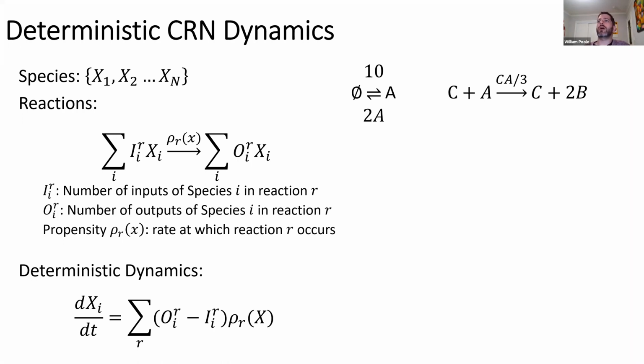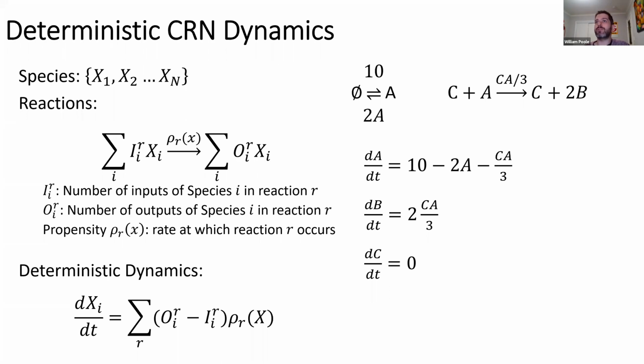So here are three reactions. I have nothing goes to A and A goes to nothing, and I've written the rates above and below. And then I have a catalyst C converts A into 2B. And I wrote the rate here. So I'm going to start. C is a catalyst. It never changes. Its inputs and outputs are always the same. So dC/dt is 0. B is produced. There's only one reaction to produce it. So its rate of production is 2 times the rate, which is a function of A and C.